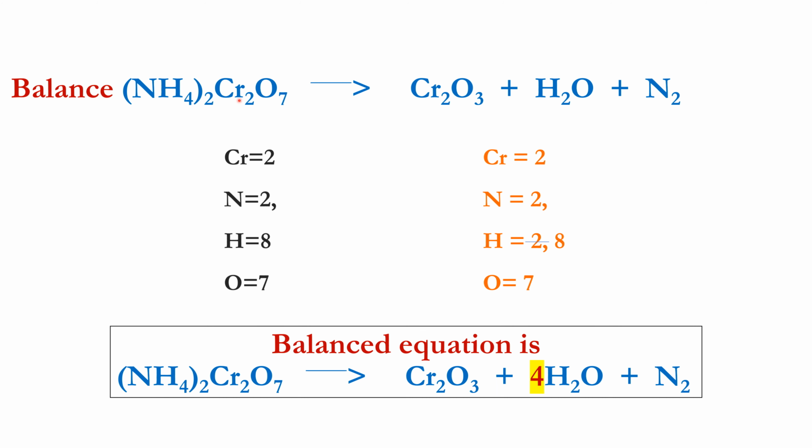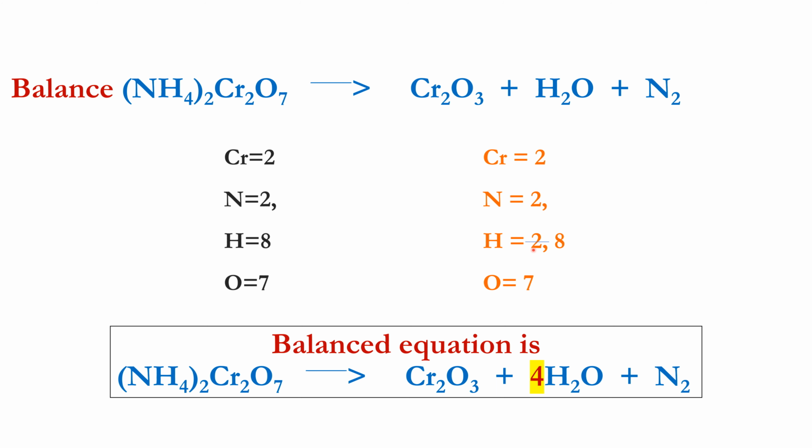So how many nitrogens do we have here? We have 2 here. So N equals 2 here. And how many do we have here? It's also 2. So the metal and non-metals are both balanced. So the next thing now is to balance hydrogen and oxygen. So how many hydrogens do we have here? We have 2 multiplied by 4 is 8. And here, how many hydrogens do we have? We have only 2. So hydrogen is not balanced.